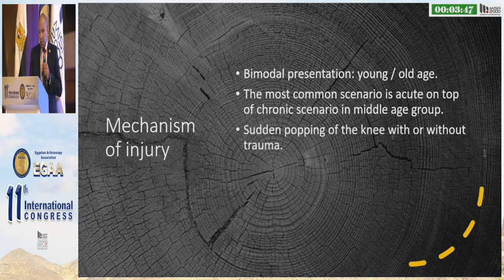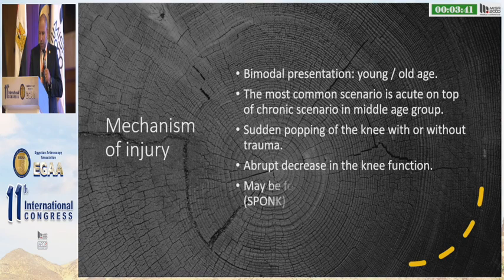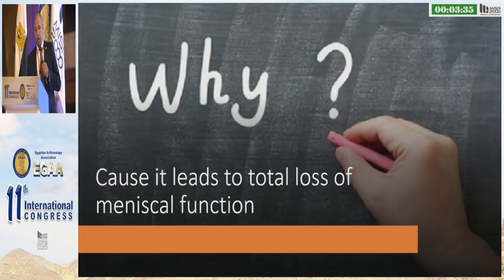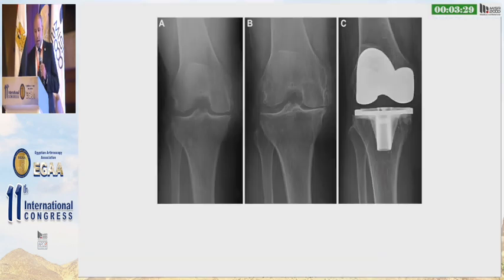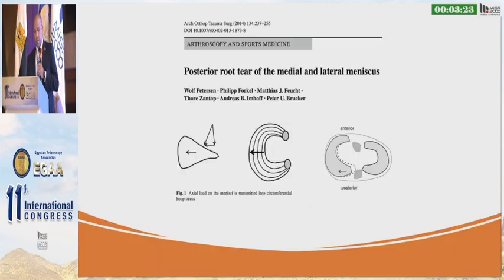Sudden onset of popping of the knee with or without trauma, with abrupt decrease in the knee function. The patient has a sudden drop in knee function, which may be followed by acute severe pain secondary to spontaneous osteonecrosis of the knee. Why is it important? Because it leads to total loss of the meniscal function, and it leads to osteoarthritis within a few years. So if you neglect the root tear, you will have osteoarthritis.